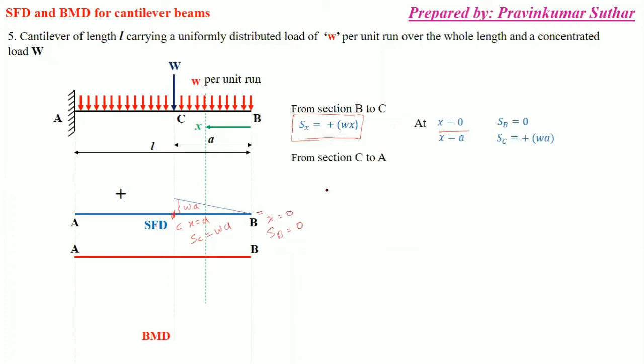Okay, and now the next section, that is C to A, section number 2. In this, the shear force will be equal to wx plus capital W. Again we put the value of x equal to a, and we get the value of wa plus W. Just here it will go upward. Like this. So the total at point C is wa plus capital W.